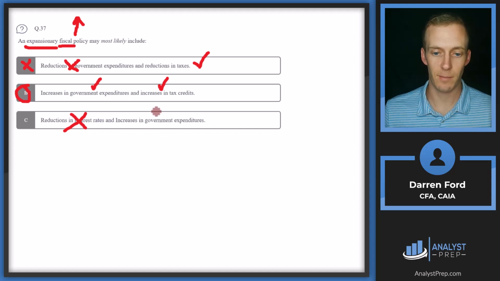And then increases in government expenditures, that would be good. But even though reductions in interest rates would be expansionary, it's a monetary policy, not fiscal. So we'll rule out for that reason. Answer B.